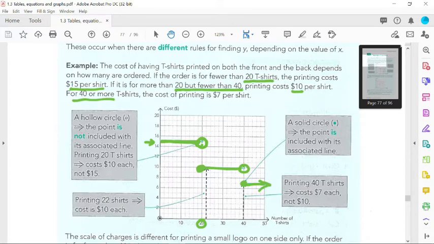It keeps going at that same value forever from that point forward. You could buy 1 million T-shirts and they'd be $7 a piece. Okay?